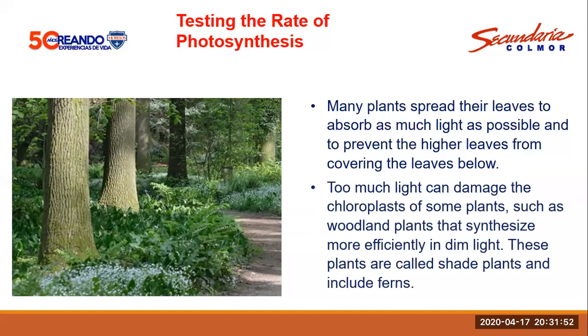Now, too much light can damage the chloroplast of some plants. For example, if you are in the deserts, right, there's no way for plants like woodland plants to grow because the chloroplasts get damaged. So they are more efficient in dim lights, like the plants that we can see in the picture. These plants are called shade plants and include ferns. So look around in your house. Perhaps you have shade plants that are happy with just a little bit of light.